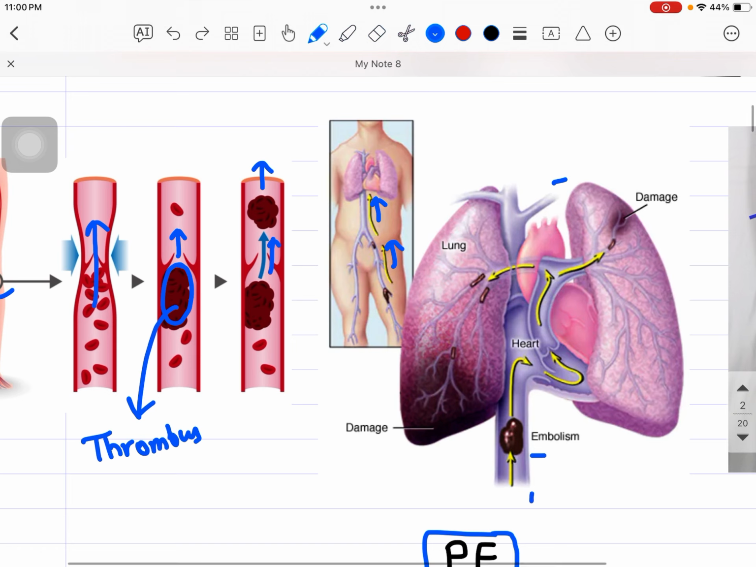So it is coming from the lower limbs, guys. It is coming from the lower limbs, as we saw just now, and then it can actually move through the circulation.